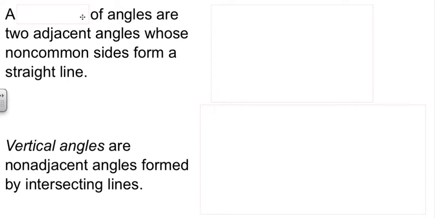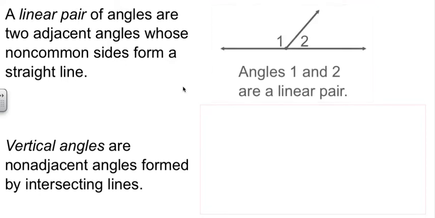If you have two adjacent angles and the non-common sides form a straight line, we call that a linear pair. And here's a picture of that. Angle 1 and angle 2 together make a linear pair. They have a common side, and their other sides make a straight line.